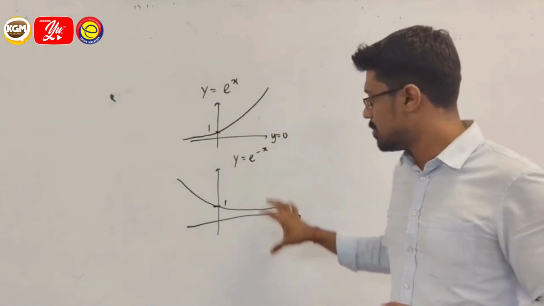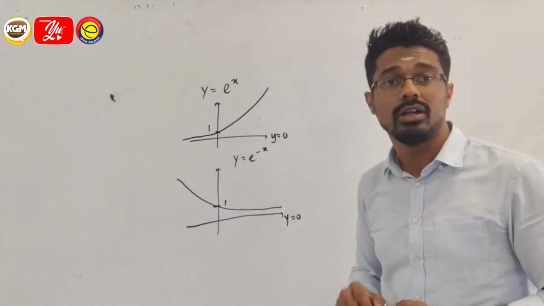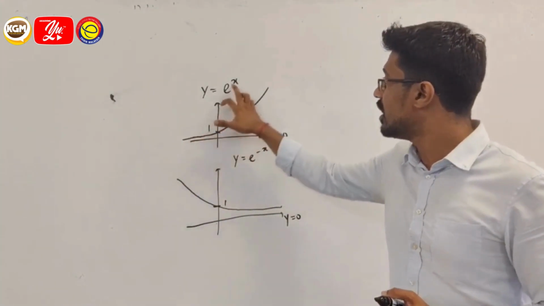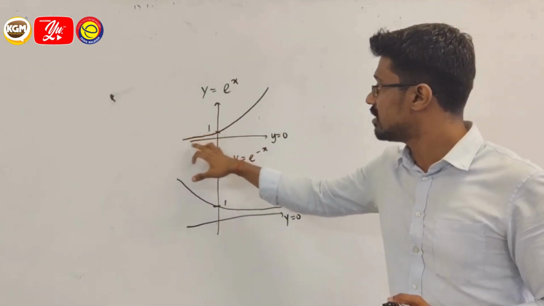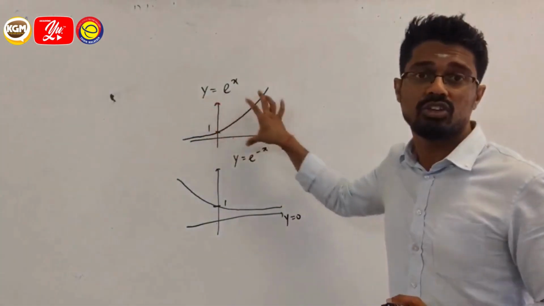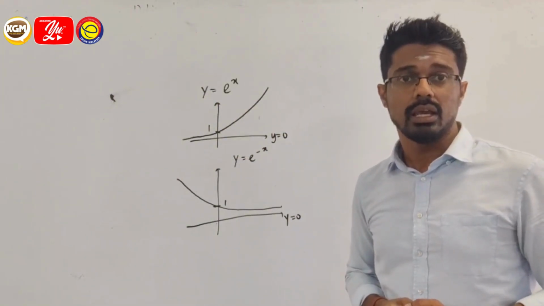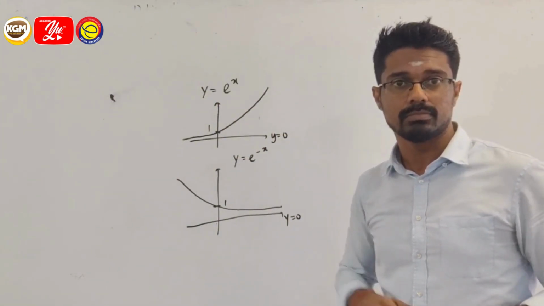I'm not going to comment too much on the behavior of the function. If you want to know in detail, you can just input some values of x and you will see the value of y, which in turn gives you the shape of the graph. Without further delay, let us go to our first example.